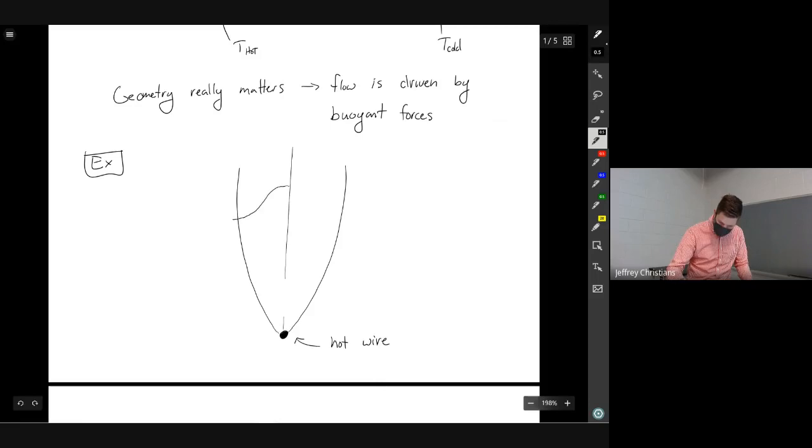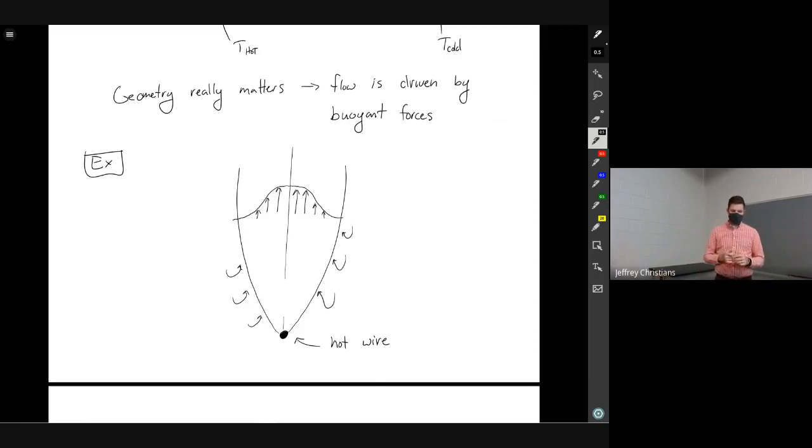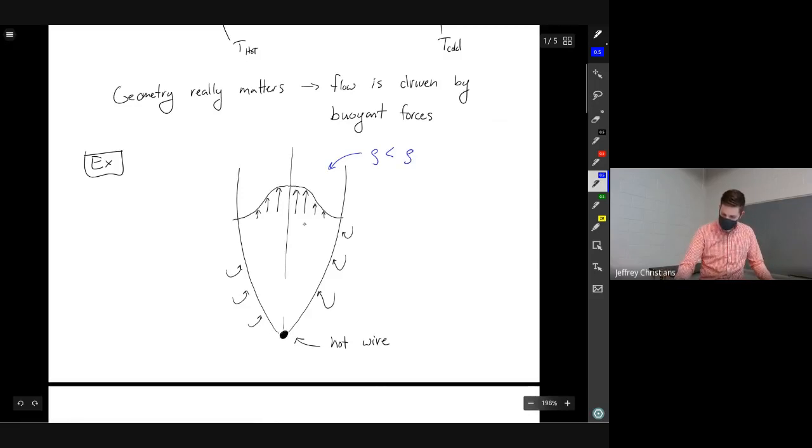So you have a velocity that ends up looking something like this, and you're constantly taking air and really sucking it into the sides. So in this plume, if you want to call it that, there are really a lot of things going on. This is where density is less than what I'll call density infinity. So this is where your density has changed, and that's what's causing that section of fluid to rise. So this is T greater than T infinity.